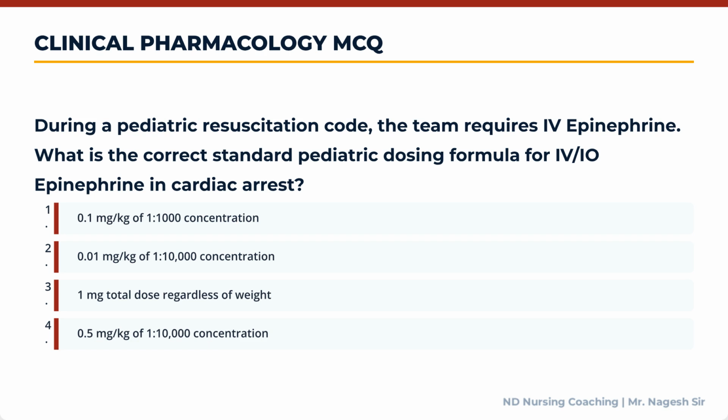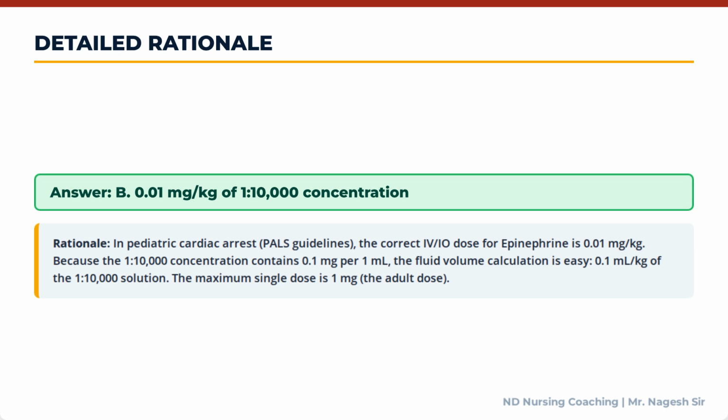During a pediatric resuscitation code, what is the correct standard pediatric dosing formula for IV or IO epinephrine in cardiac arrest? The answer is B, 0.01 milligrams per kilogram of 1 to 10,000 concentration. Note the importance of the dilute 1 to 10,000 concentration for IV or IO use.